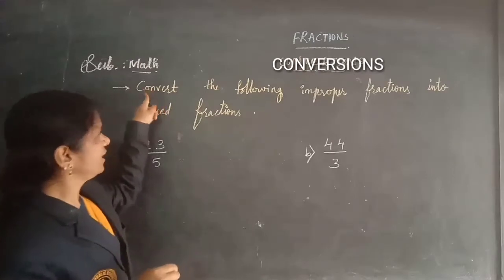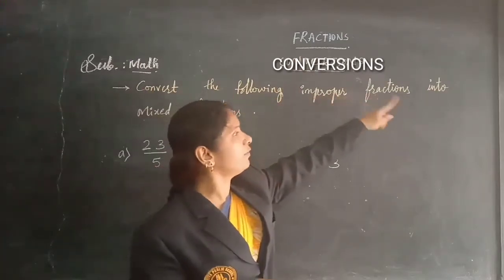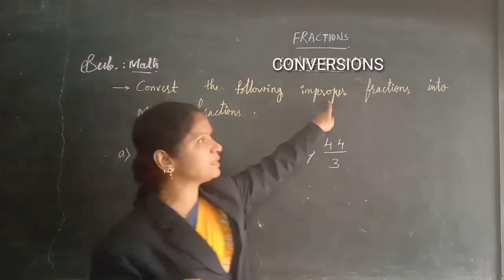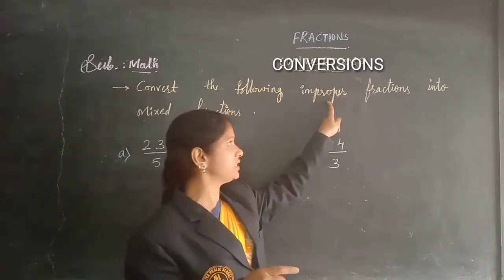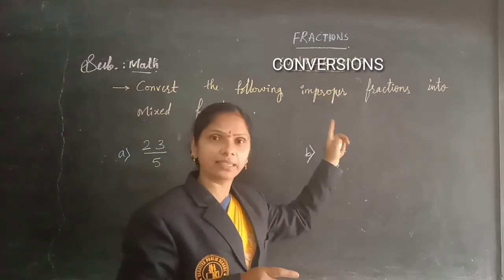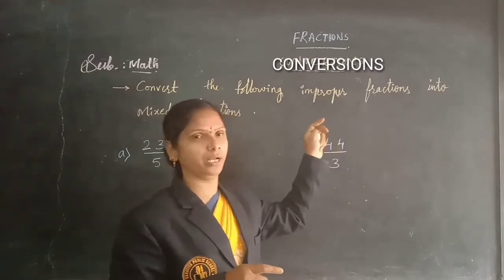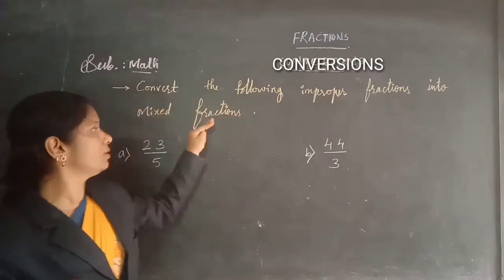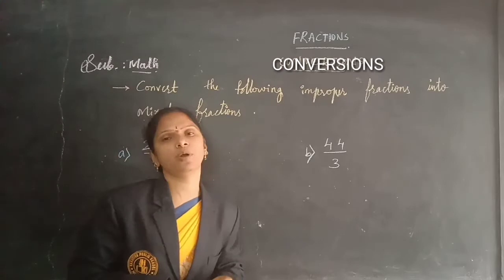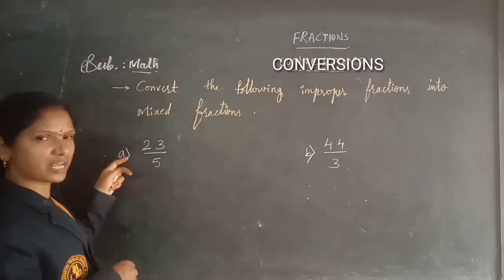Now look at this. Convert the following improper fractions into mixed fractions. Improper fractions means what, children? Already I told you in the previous video. Improper means the numerator is greater than or equal to the denominator, and that we need to convert into the mixed fraction. Mixed fraction means a combination of a whole number and a proper fraction. Come on, let's see these fractions.